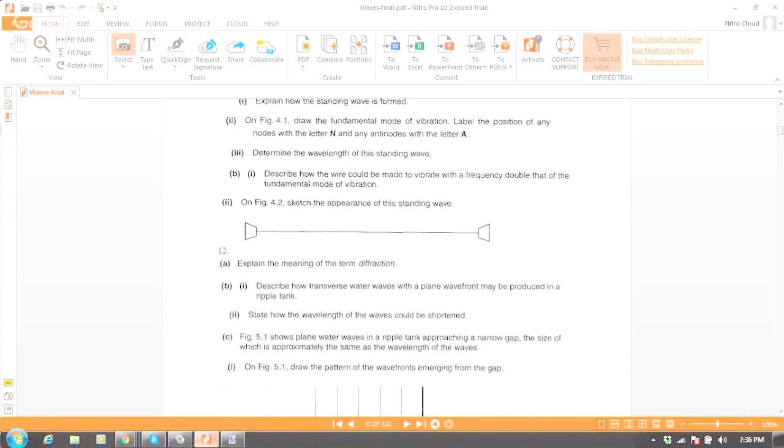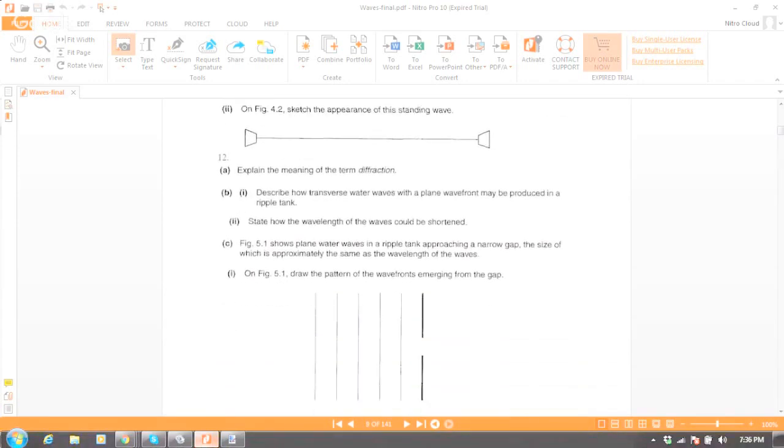Question number 12 is: explain the meaning of the term diffraction, that is the spreading of light when it crosses a narrow aperture. Part B, describe how transverse waves with a plane wavefront may be produced in a ripple tank.